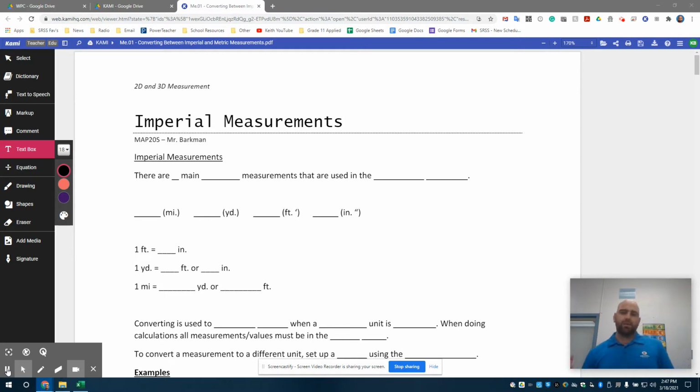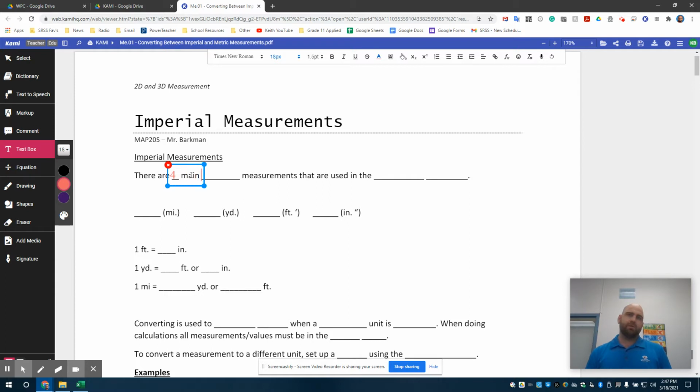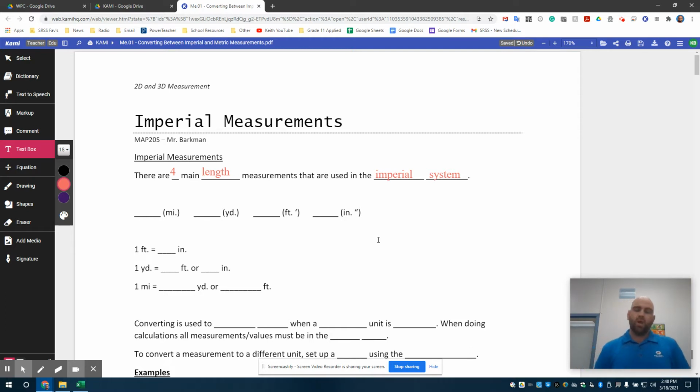And the first one is looking at specifically imperial measurements. Now, imperial measurements are something that many of you know, but you might not recognize exactly the name of it. There are 4 main types of imperial measurements that should be length measurements used in the imperial system. We use different imperial measurements in volume and area as well, but for the most part, when it comes to length, we deal with 4 main measurements.